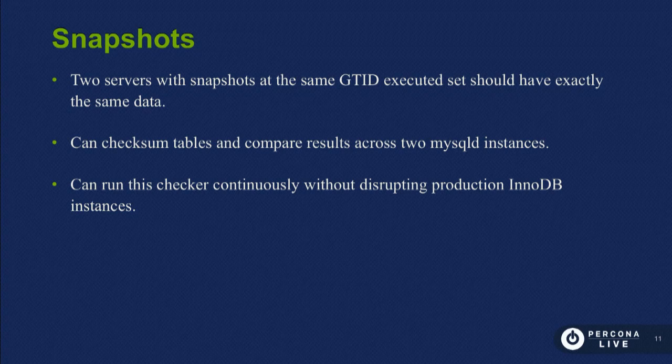So we can create these two transactions that have exactly the same executed GTID set snapshot. Then you can checksum the tables on InnoDB, checksum the tables on MyRocks, and compare them. And if there are any differences, immediately alert that there's a problem, and then we have to go and investigate. And the great thing is you can run this checker as many times as you want over a long period of time to validate that your MyRocks instances are actually behaving correctly.